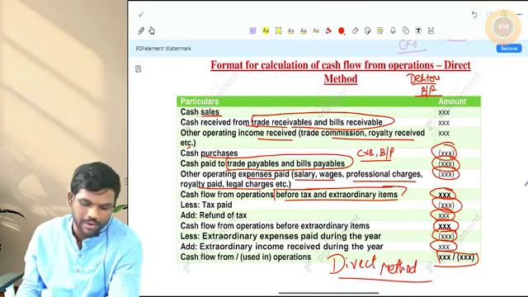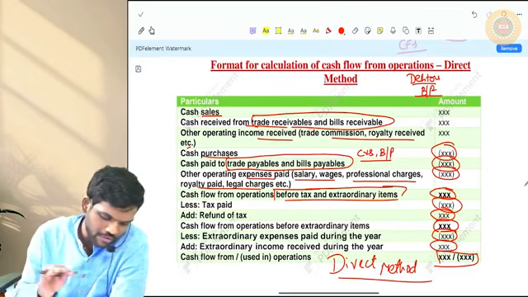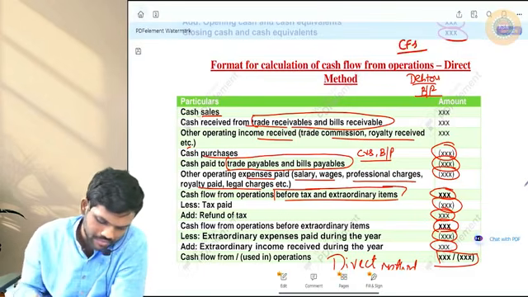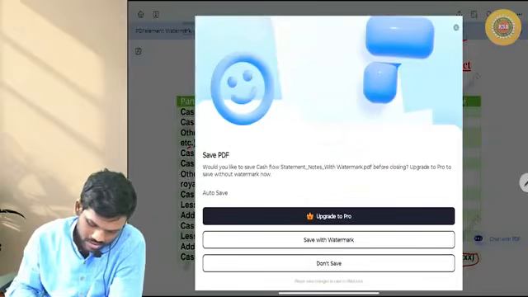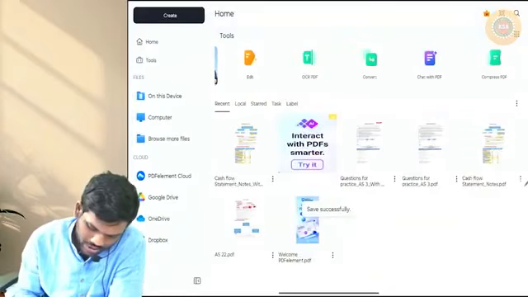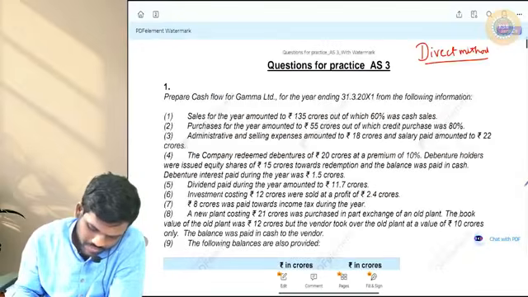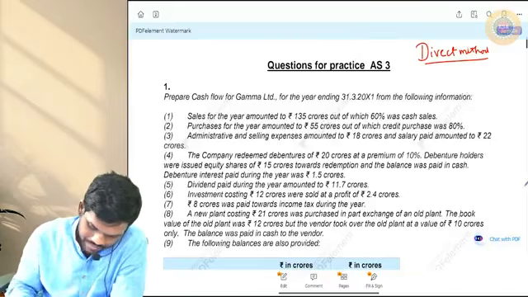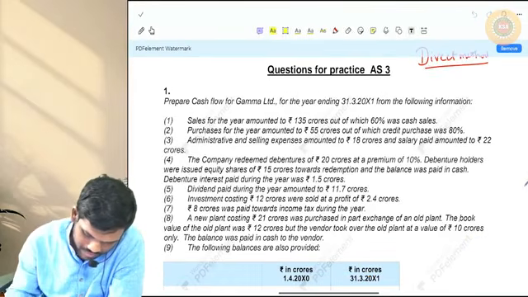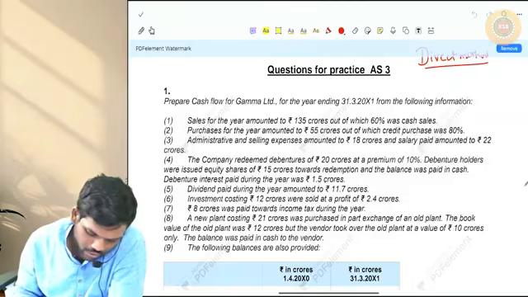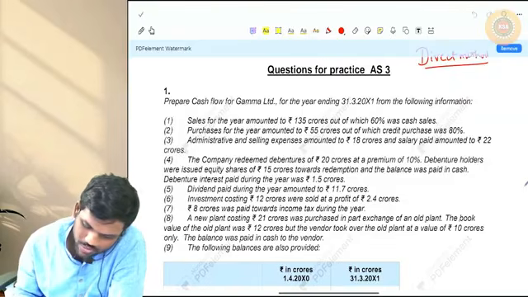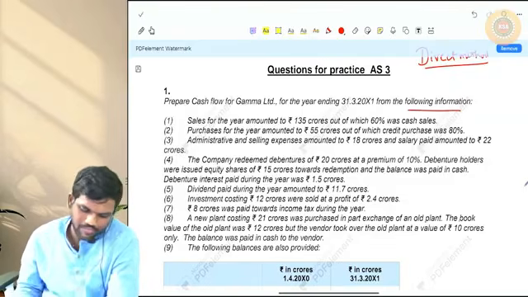Is this clear, everybody? So this is the format for direct method. Let us see that question. Prepare cash flow for Gamma Limited for the year ending 31st March 2021 from the following information.